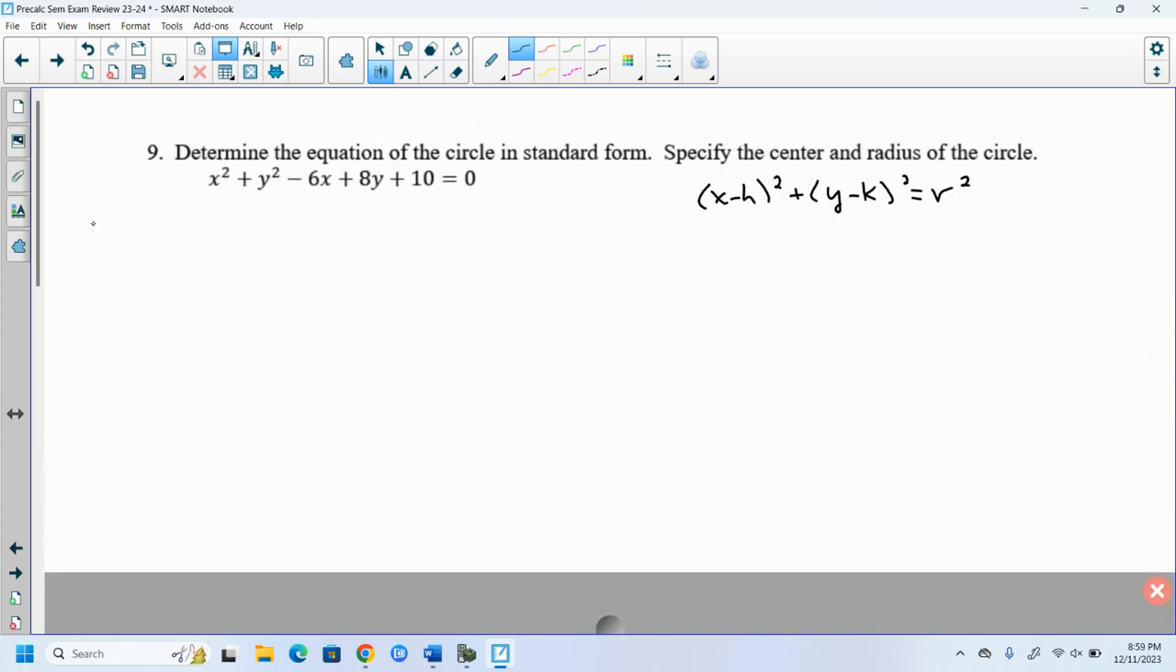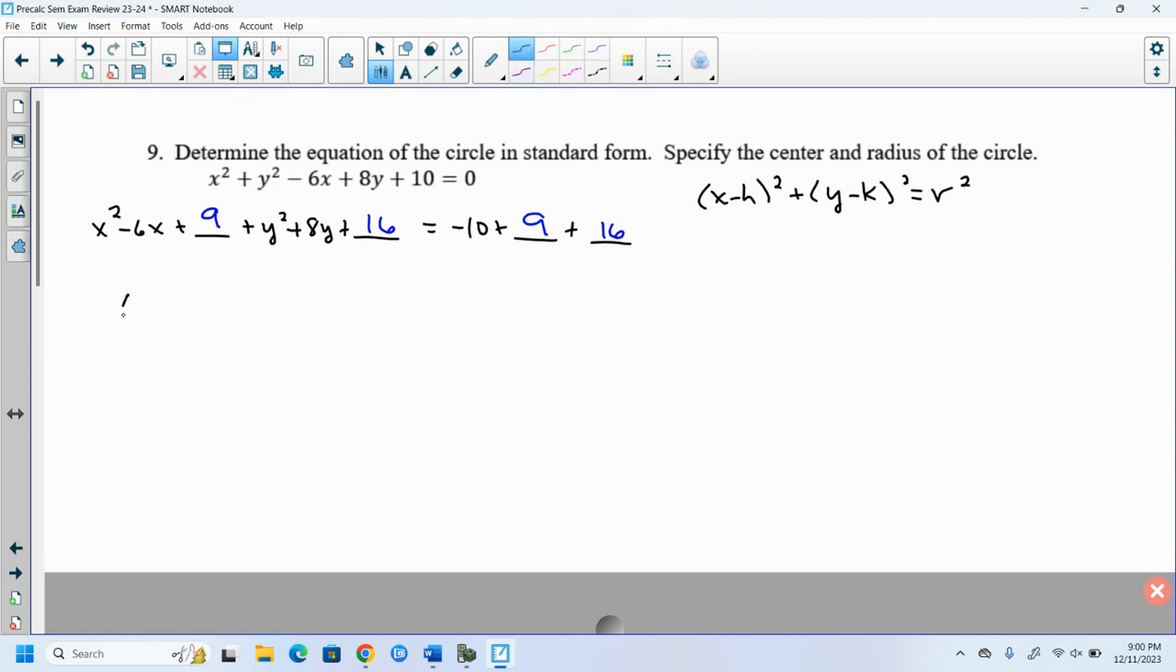So group your x's together. So it'll be x squared minus 6x, and we are going to have to complete the square here, plus y squared plus 8y. Again, we're going to have to complete the square, move our 10 to the other side, and then you're going to have to balance out the left side and the right-hand side. All right, half of negative 6 is negative 3. Square that, we get 9. It's not being affected, so we add 9 over here. Half of 8 is 4. Square that, I get 16.